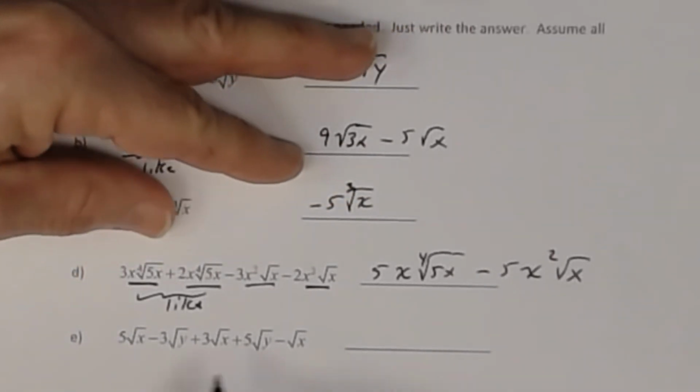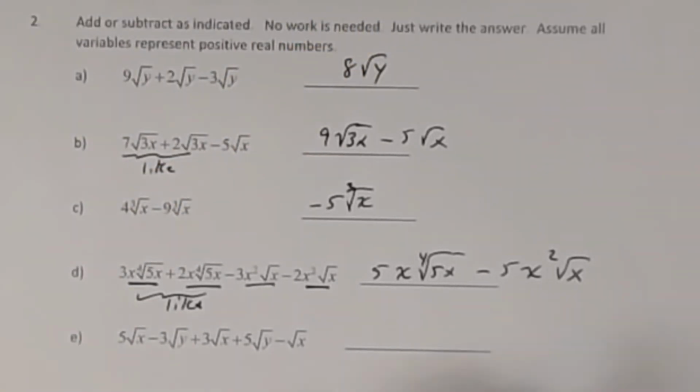Okay? All right, in letter E, you have 1, 2, 3, 4, 5 terms here. Not all of them are like terms. Obviously, you can see that because not all of them have the same radicands. This is x, this is y, this is x, this is y, this is x. But they're all the same indices. They're all square roots. So that's going to be easy. There are no variables outside of the radical.